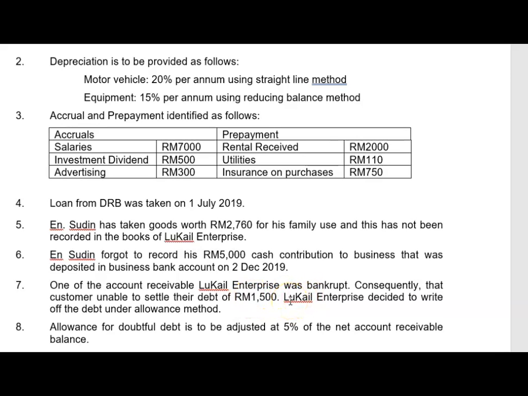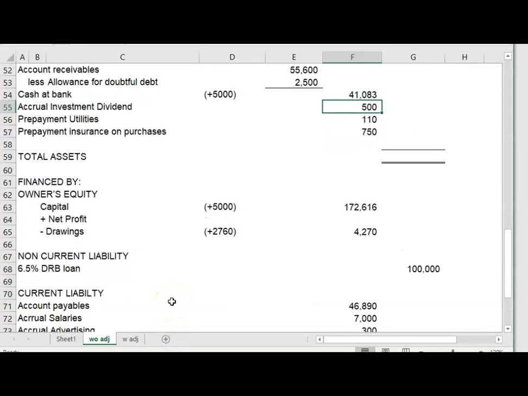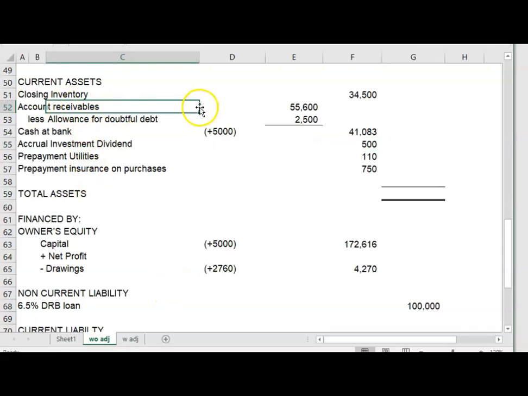So here, you need to adjust the account receivables. Go to the answer, go to the account receivables. Account receivables need to be deducted with the bankrupt customer. So 1,500. You need to deduct the account receivables with 1,500. So you adjust the amount of account receivables. And another one, you need to go to your draft paper.